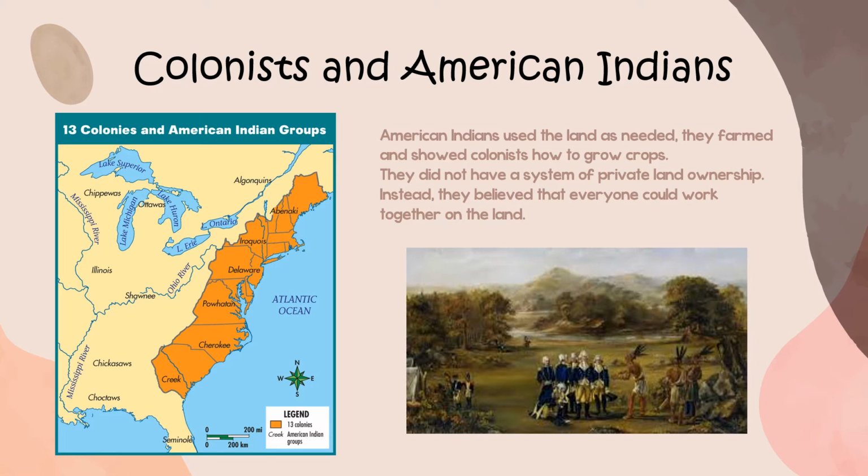American Indians used the land as needed. They used it for farming, and some even showed the colonists how to grow crops. They did not have a system of private land ownership. Instead, they believed that everyone could work together on the land. So you can see here the illustration on the slide shows a piece of land and there are no fences, there are no divisions. This is how American Indians kept their land.